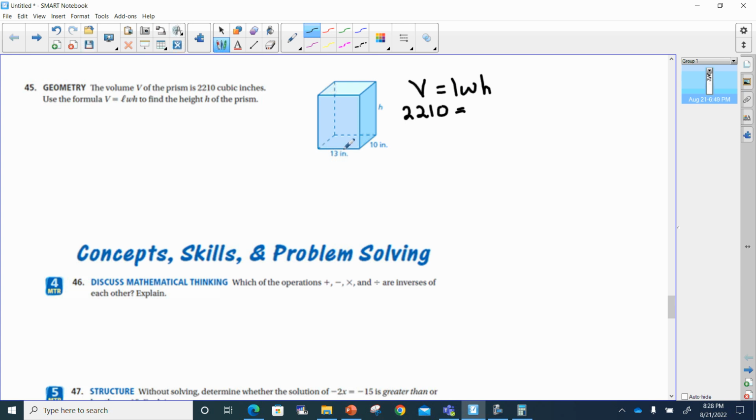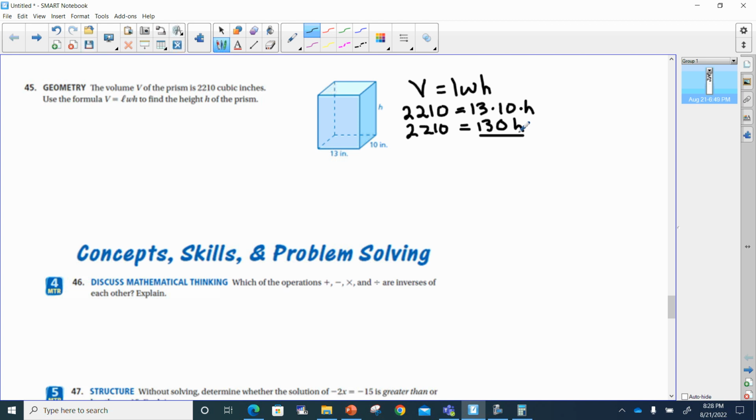Well, let's look at this for a minute. The length is given, 13. The width is given, 10. The only thing that is not given is the height. So now we can solve this by solving for h using the other numbers that represent these variables. I know 13 times 10 is 130. So I know this is going to be 130 times h will equal 2,210.